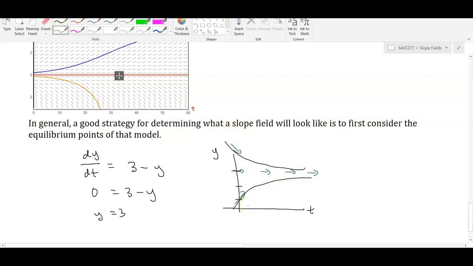So first start off with those equilibrium points. Even if there are some, a lot of times there aren't any equilibrium points, but at least it gives you an idea of what's going on.